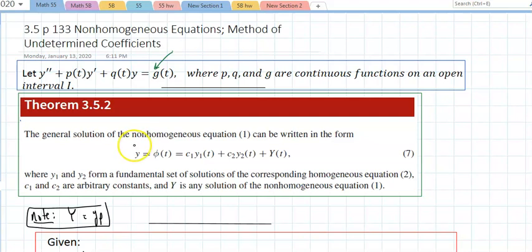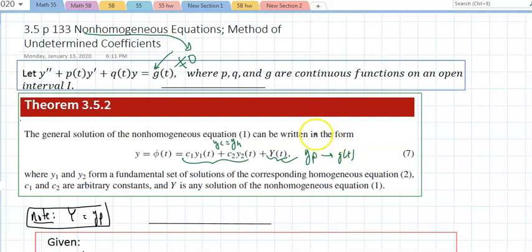The general solution of the non-homogeneous equation. So notice here, this is not equal to 0, and that's why it is non-homogeneous. The general solution is of the form y equals the complementary solution, as the book calls it. I'd like to call it the homogeneous solution, plus the particular solution. The particular corresponds to g of t.